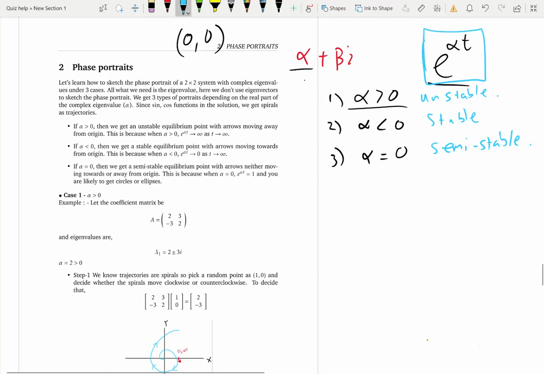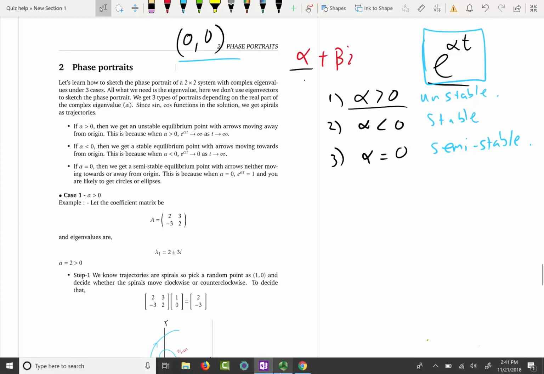But before we go into that, we have to understand the stability of the equilibrium point (0, 0), or the origin. It is totally decided by who? Alpha, the real part of the complex eigenvalue. So alpha is very powerful. All right. Now, how do you draw the solution trajectory?